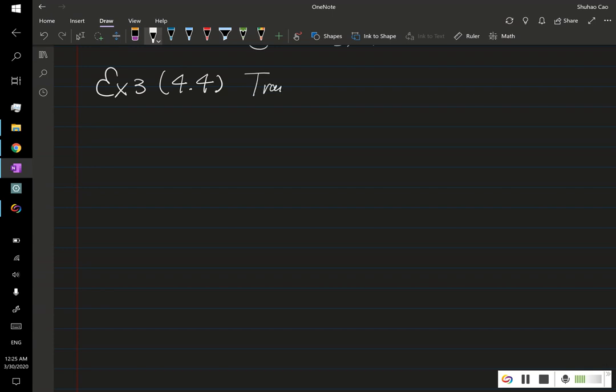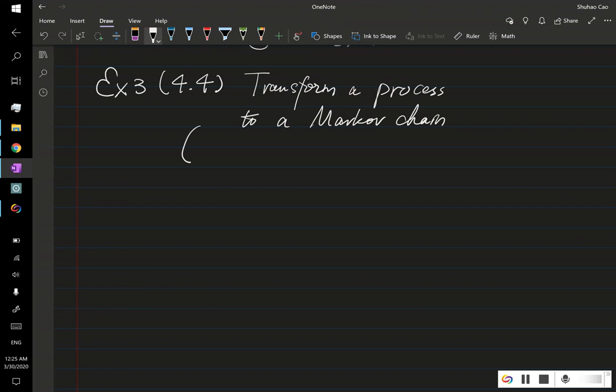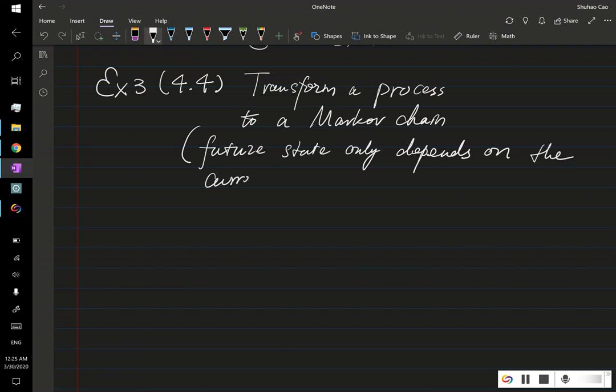So how do we transform a stochastic process to a Markov chain? That's like making the future state only depend on the current state. So this is our setting.